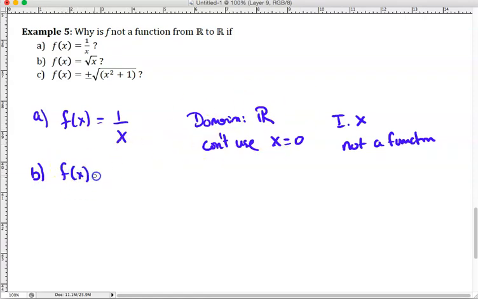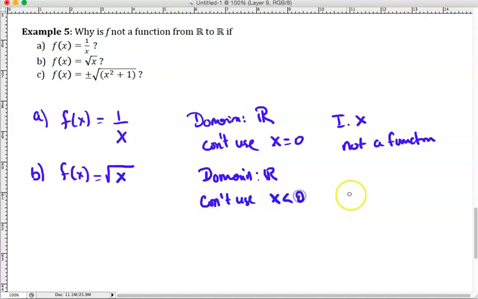All right, let's look at the second one. f equals square root of x. Same argument here, because the domain is listed as the real numbers, right? But x can't be negative, so we can't use negative values for x. Then condition 1 is broken, and that's not a function either. It's easily fixed by making the domain of this all the positive real numbers.